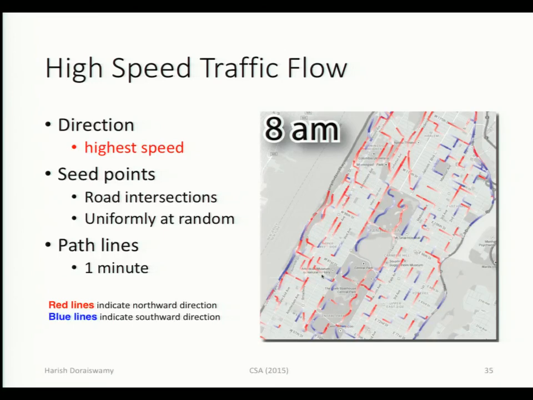Here, the lines are color-coded. Red lines indicate northward movement, and blue lines indicate southward movement. And by just looking at this picture, you can see that there are a lot more red lines compared to blue lines. We started the path line at 8 a.m., so it's for 1 minute from 8 a.m. And this is a common thing.